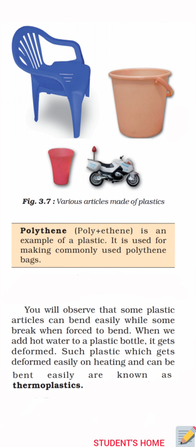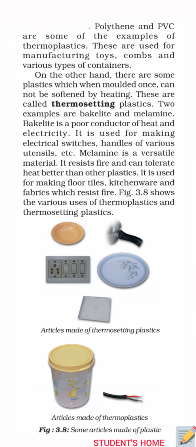Such a plastic which gets deformed easily on heating and can be bent easily is known as thermoplastic. Polythene and PVC are some examples of thermoplastics. These are used for manufacturing toys, combs, and various types of containers. On the other hand, there are some plastics which, when molded once, cannot be softened by heating. These are called thermosetting plastics. Two examples are bakelite and melamine.